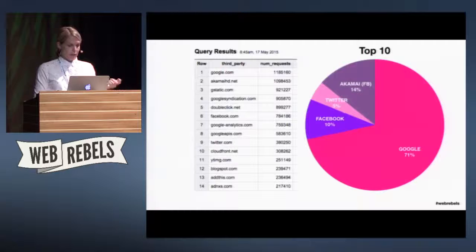When you look at it from a distribution point of view, you see that most of the third-party scripts are coming from Google. Facebook is obviously still big as well, and then I put here Akamai, but I looked at the subdomain. This is mostly coming from Facebook. So if you consider that being Facebook, we're at 34% for Facebook.